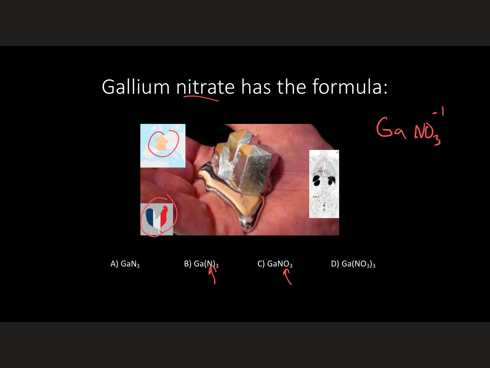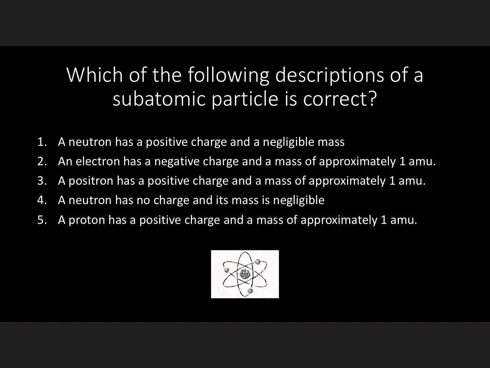And what is the charge on gallium? So gallium on the periodic table has a charge of +3. So it's in that column of the +3s. And then we're just going to bring these down. So we have gallium nitrate. So D.